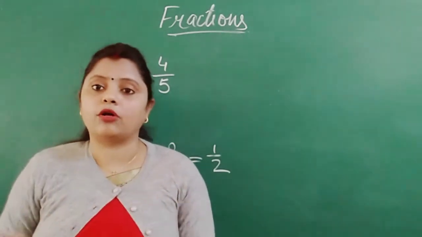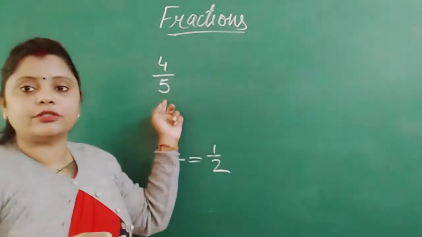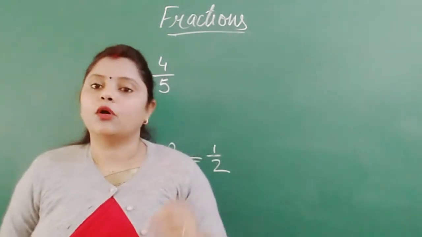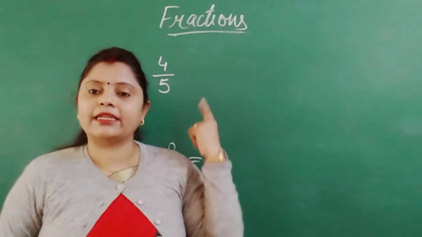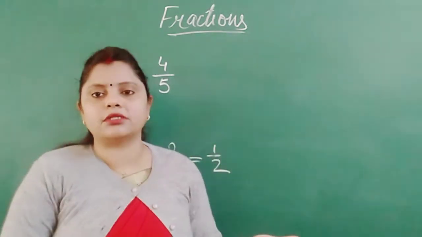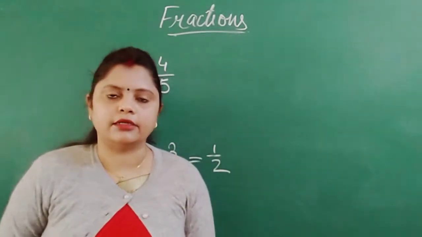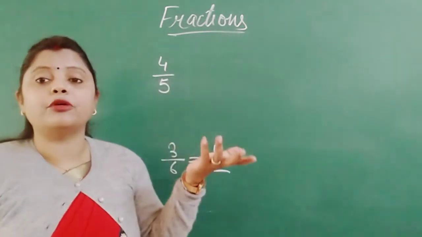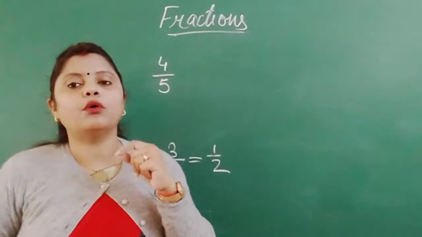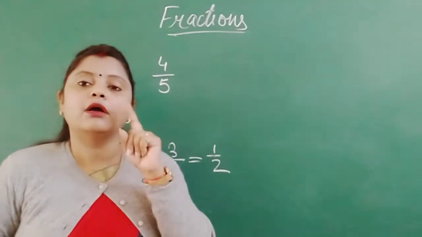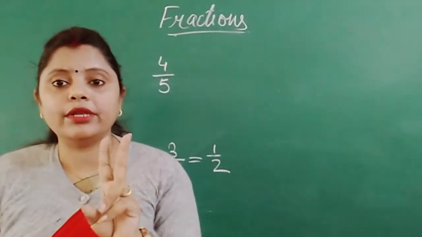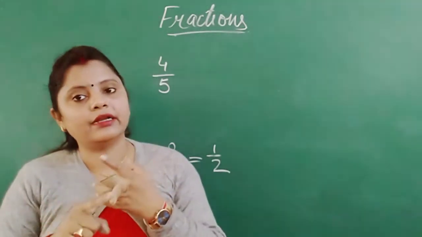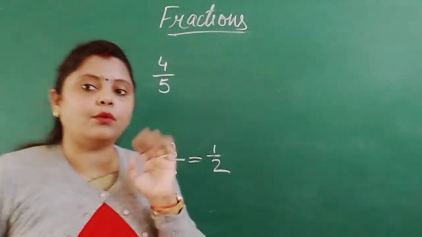It is not possible in all cases. As you can see in this question, we can't do any cancellation, because for 4 and 5 there is only 1 which can cancel these two, and we will get the same result. So what is the benefit of cancelling it? 4 by 5 cannot be reduced to a smaller number. So how can we find it in this case? We can multiply. Earlier I told you there are two ways: either we can multiply or we can divide. Both options are there.